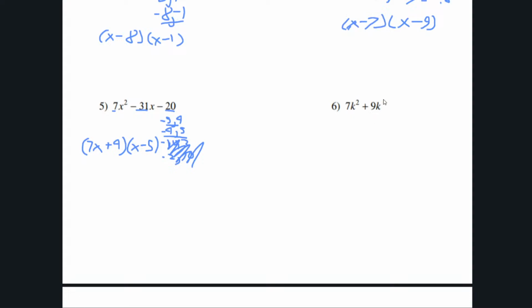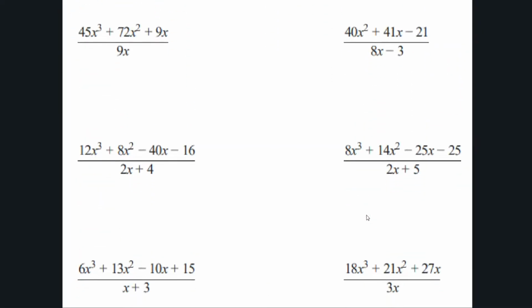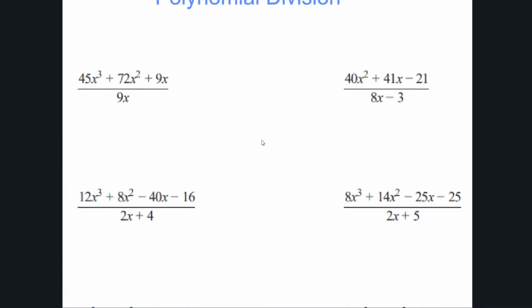And number 6, very kind, very kind. You just pull out the k and you get 7k plus 9. Phew, it was nice to have an easier one after number 5. Alrighty. Now onto some of the harder questions. Polynomial division.